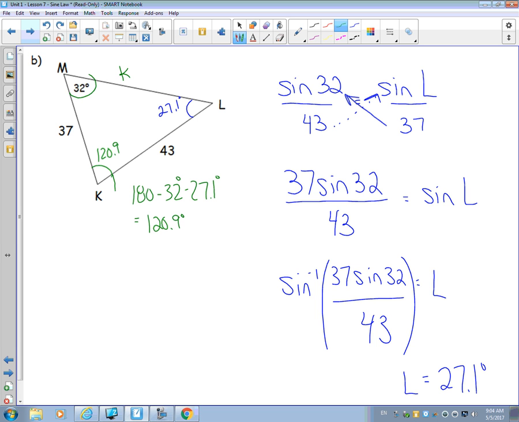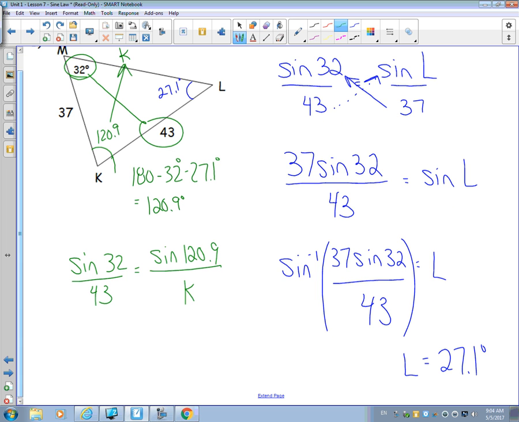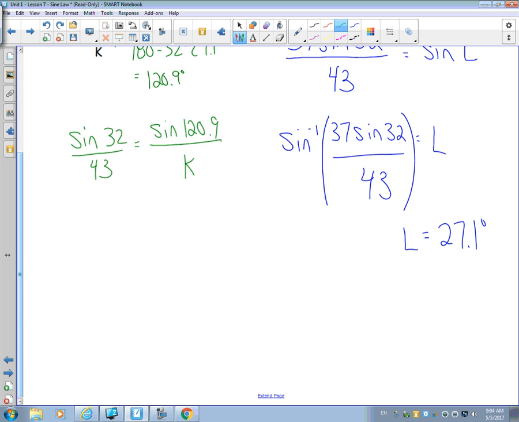Which things match up? Well, 32 and 43 are still together. So sine 32 goes with 43, and the sine of 120.9 goes with k. So this is back to problem number 1, a missing side. How do we do those? We cross multiply and solve. So k sine 32 equals 43 sine 120.9.